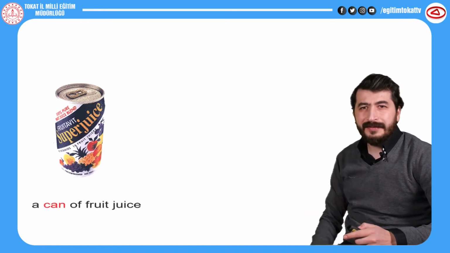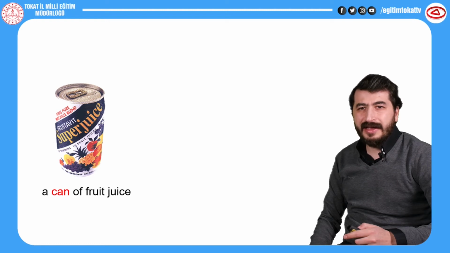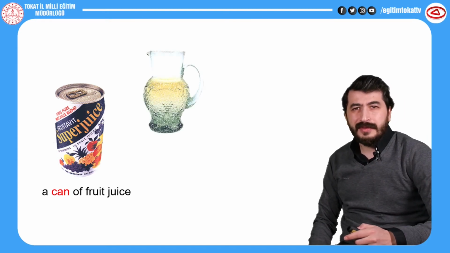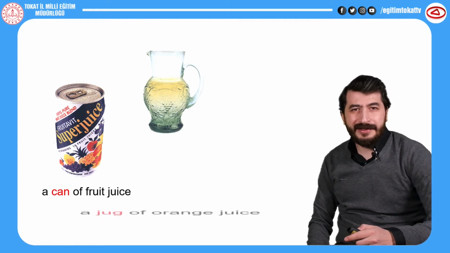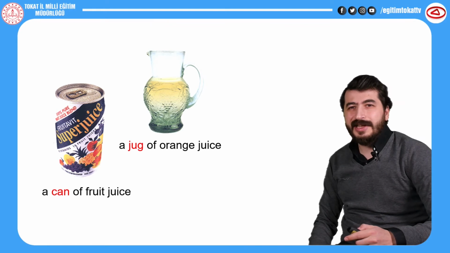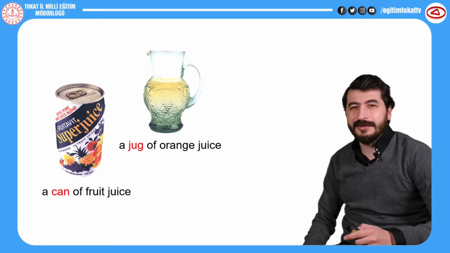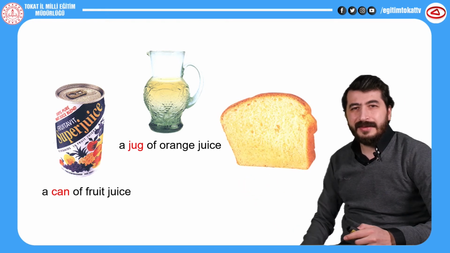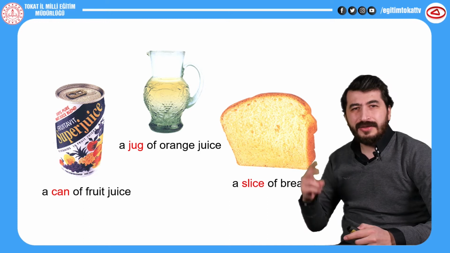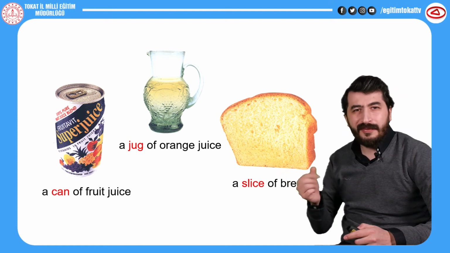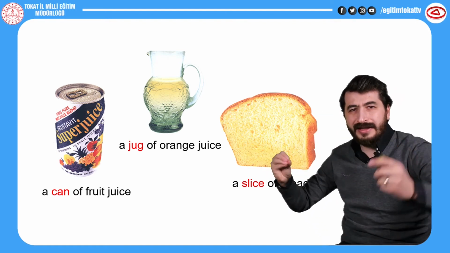No. Here we have a fruit juice. A can of fruit juice. 2 cans of fruit juice you can use. And the lemonade. Do you like lemonade? In summertime it's good. A jug of orange juice. Also summertime it's good. 2 jugs of orange juice. And we have a slice of bread. 2 slices of bread, but 2 breads? No. A loaf of bread, remember? The whole one, a loaf of bread.